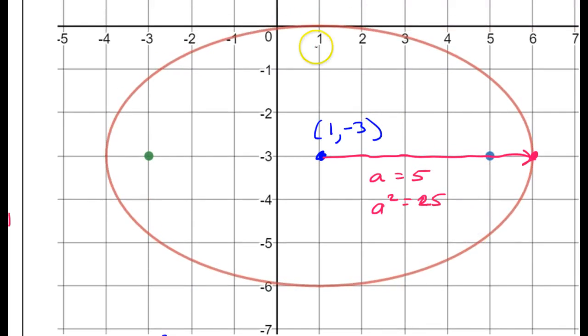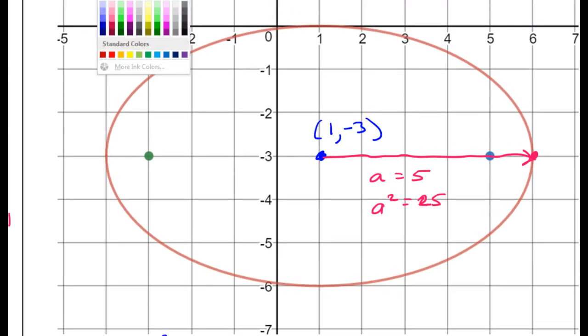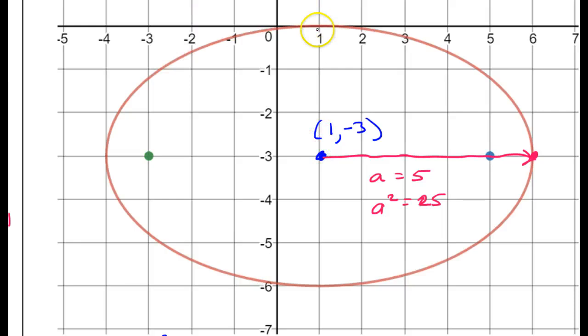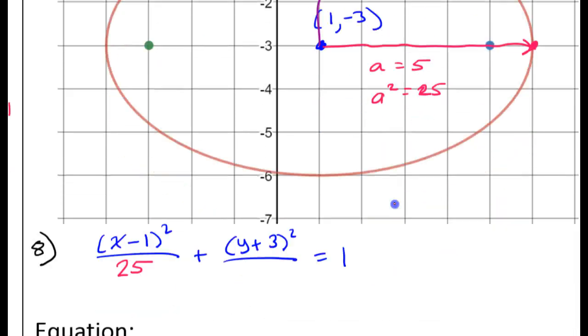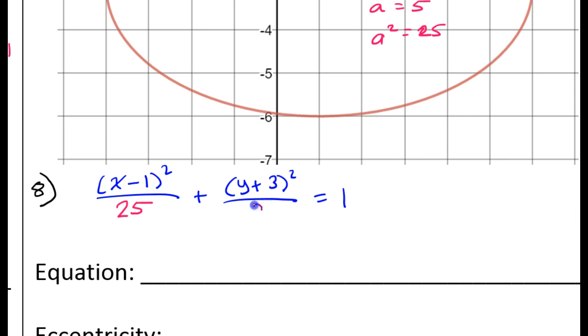Now let's find the b value. The b value is the distance from the center to a covertex. This is a covertex. So this is my b value, this distance. That is 3. So my b value is 3, which means that b squared is 9. Notice that this b value is vertical. It's in the y direction. So this 9 is going to go in the denominator of the y term. So this is the standard form equation of the ellipse.